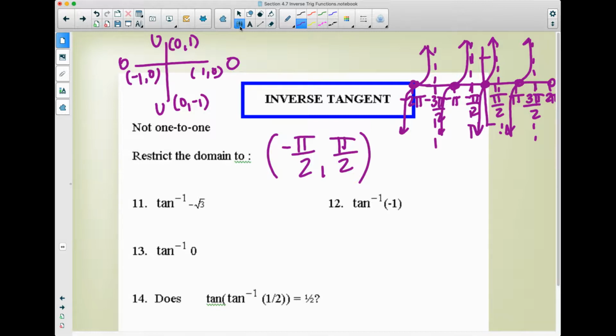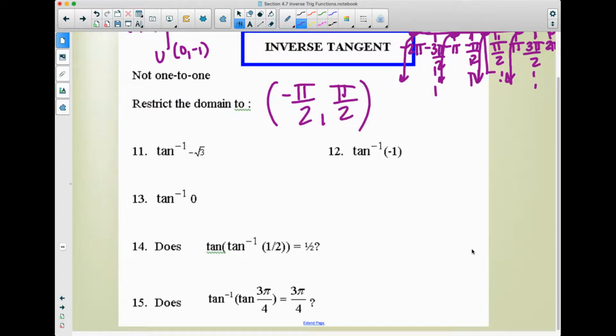Go ahead and try. Definitely do 11 through 13, but give 14 and 15 a shot.